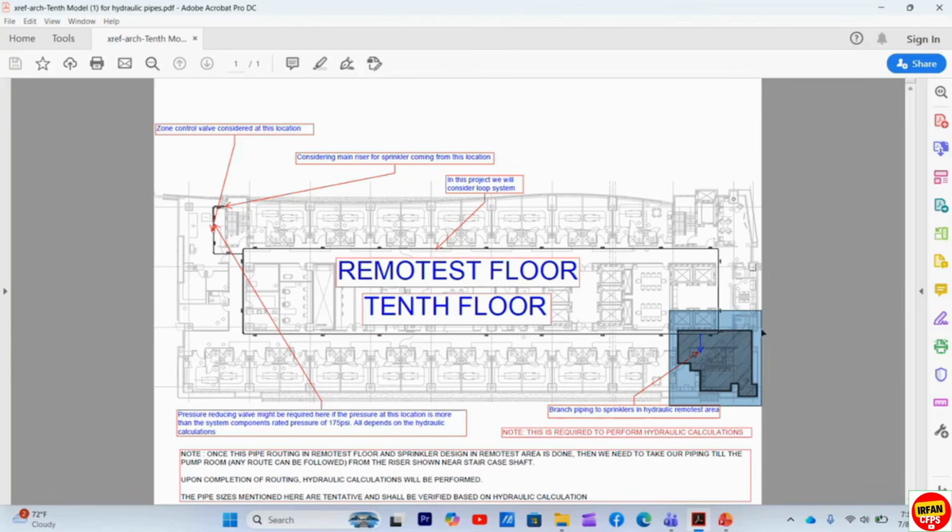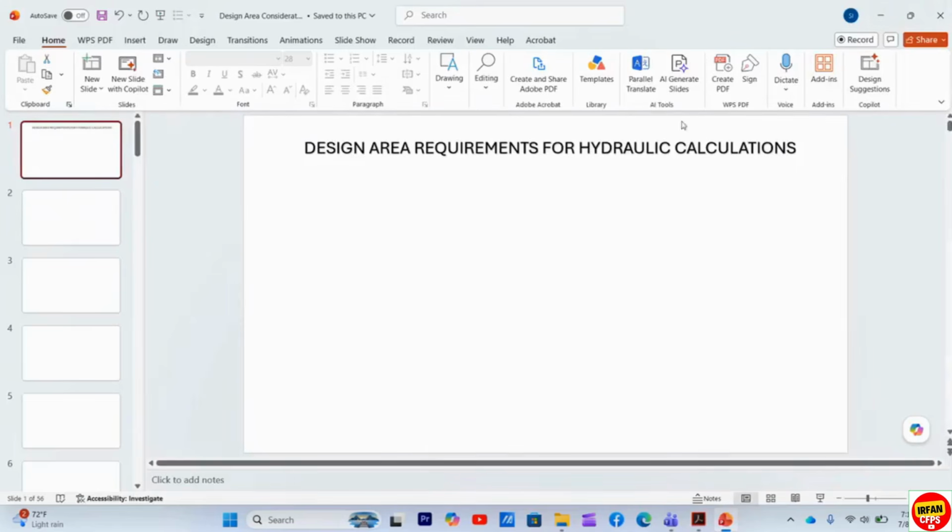So this will be an important session. So if you are having any doubts, please interrupt me and ask me, because you have to understand this concept in order to correctly perform the hydraulic calculations. Because as I said, most of the designers, most of the consultants get confused with these design area requirements. So everything will be in accordance with NFPA 13.